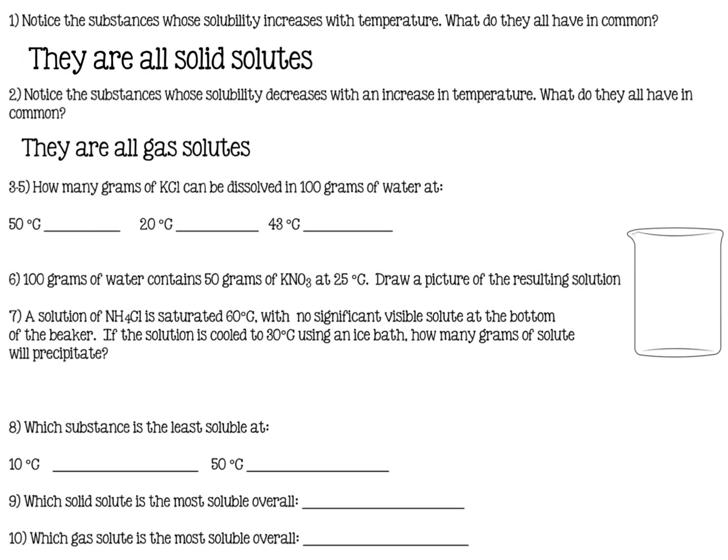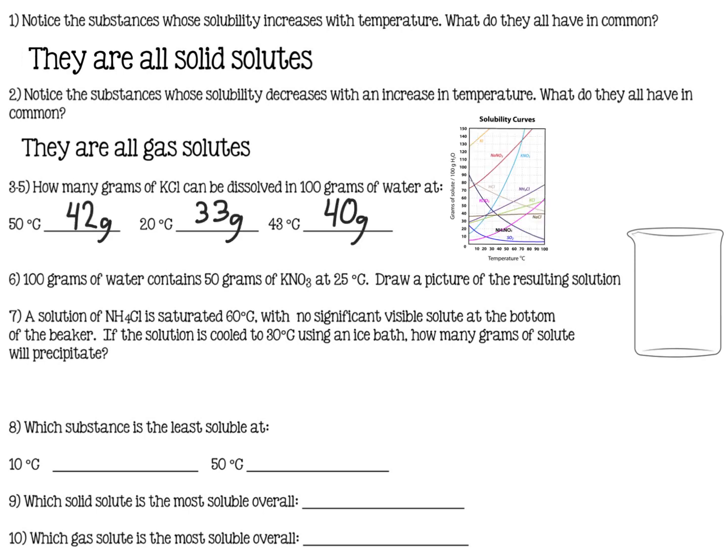For problems 3 to 5, we will need to determine how many grams of KCl can be dissolved in 100 grams of water at 3 different temperatures. By looking at the solubility of KCl in 100 grams of water chart, we can estimate that at 50 degrees Celsius, 42 grams can be dissolved. At 20 degrees Celsius, about 33 grams of KCl can be dissolved. And at 43 degrees Celsius, about 40 grams can be dissolved.